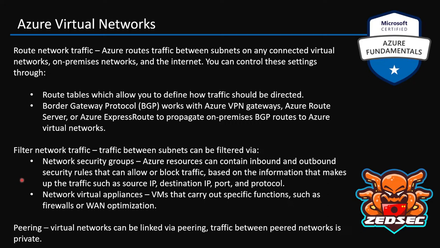And network virtual appliances, which are VMs that carry specific functions, such as a firewall or WAN optimization. These are going to be closer to your sort of traditional appliances where you would have a firewall or a WAN VPN, as opposed to the sort of newer Azure resource types. Peering basically allows virtual networks to be linked. Traffic between the peered networks is private.